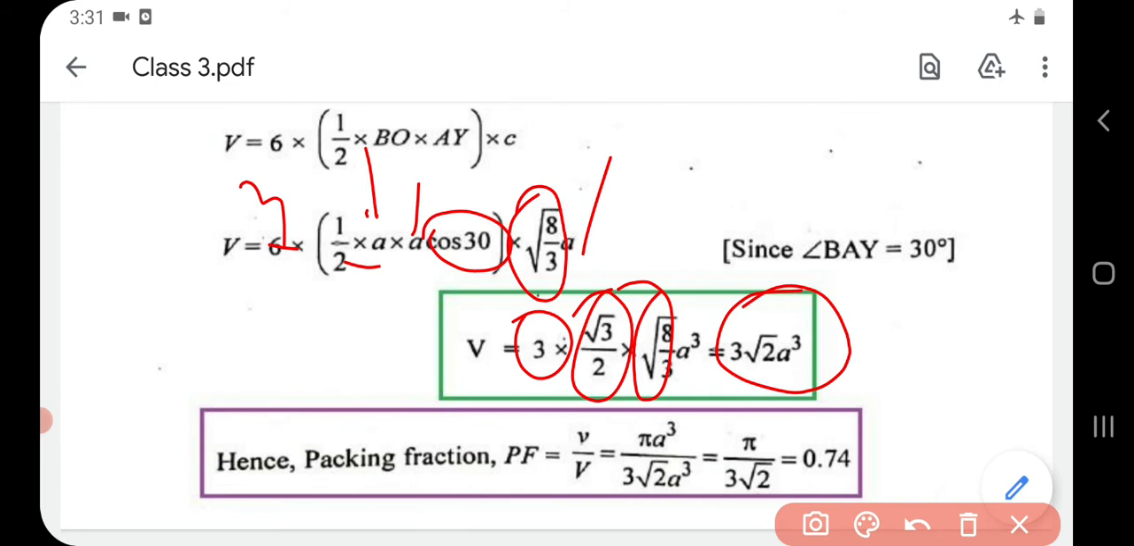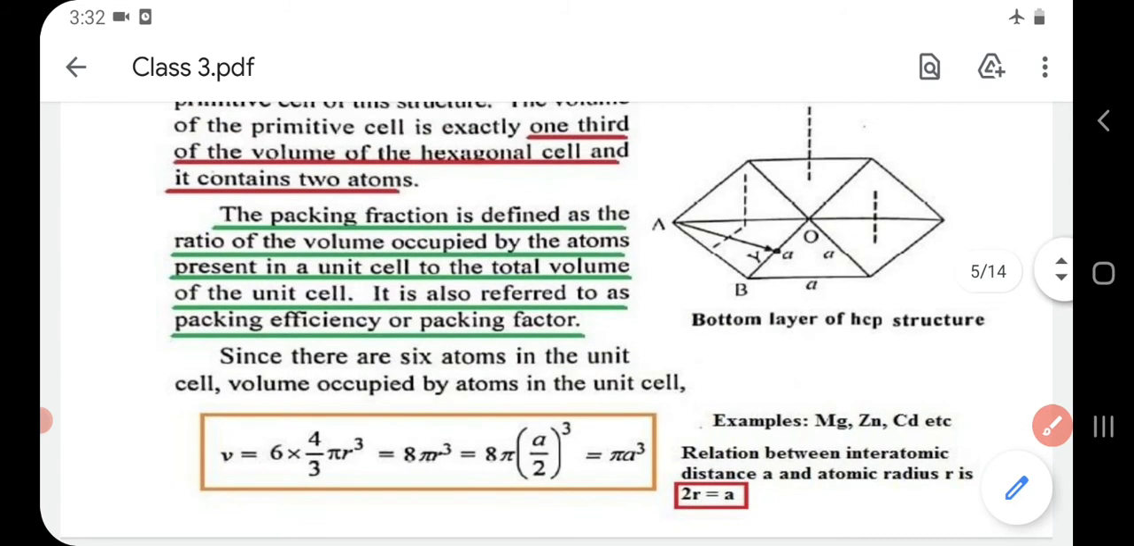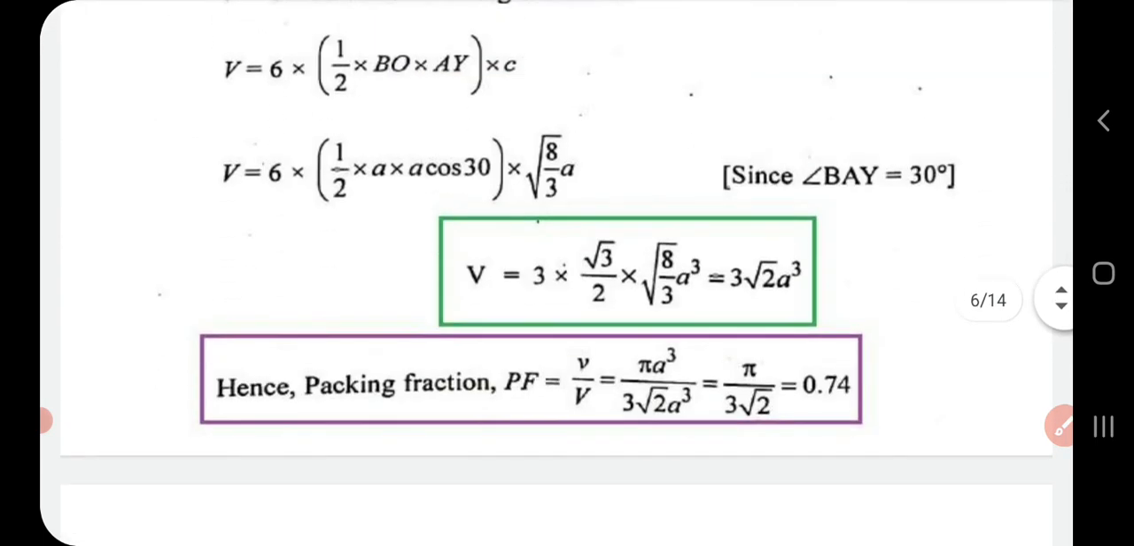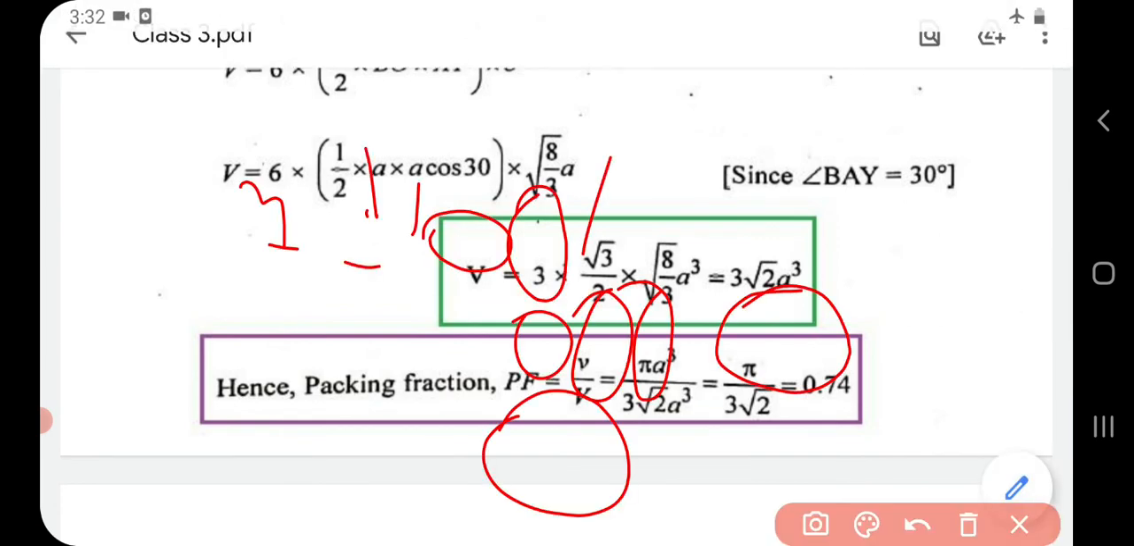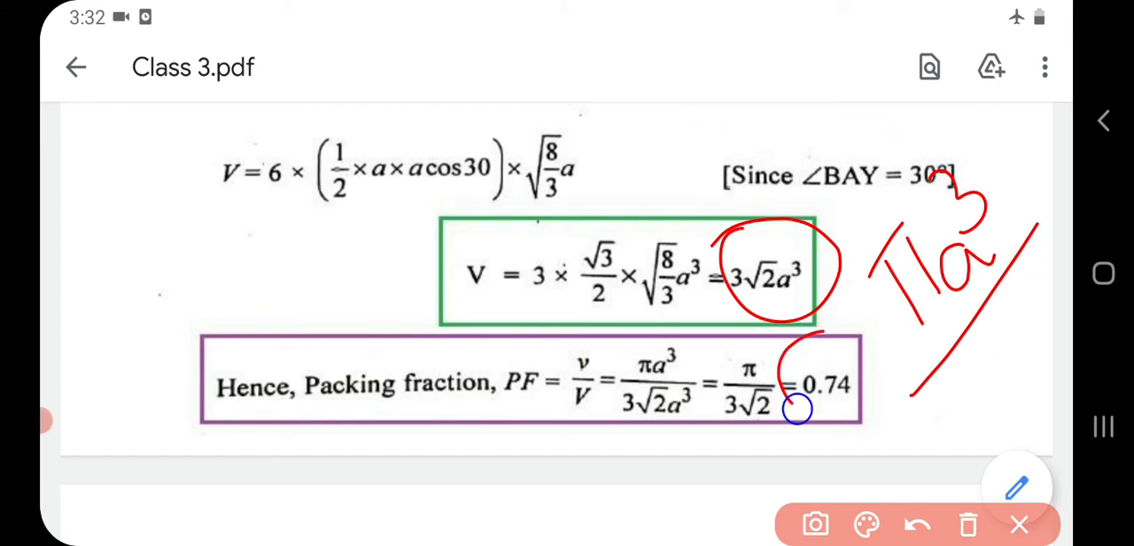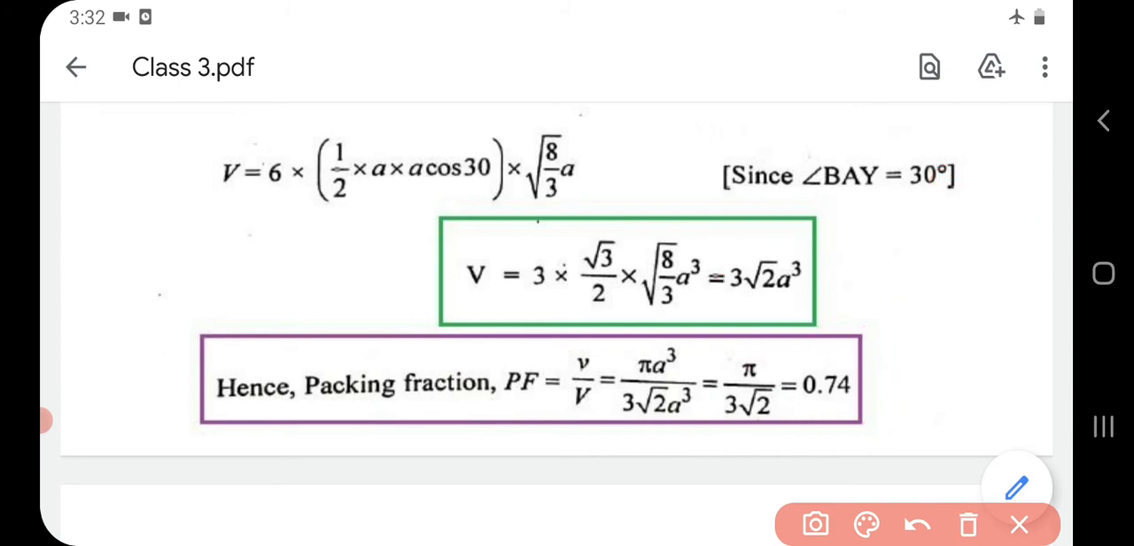So packing fraction, I already defined that it is the ratio of volume occupied by the atoms in the unit cell to the total volume of the unit cell. So pi A cube, volume occupied by atoms in the unit cell is pi A cube. This one is the volume of the unit cell. So ratio of volume occupied by atoms in unit cell, pi A cube, divided by volume of unit cell, which is 3 root 2 A cube. On simplification you will get the value of packing fraction as 0.74.